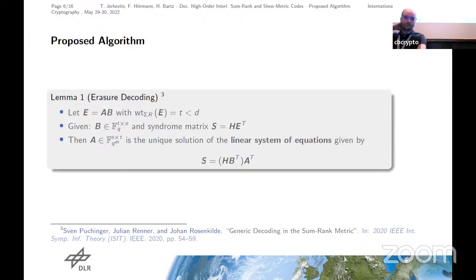This follows directly from the paper by Puchinger, Renner and Johan Rosenkilde, which is about generic decoding in the sum-rank metric. So you can find the proof of this lemma there.